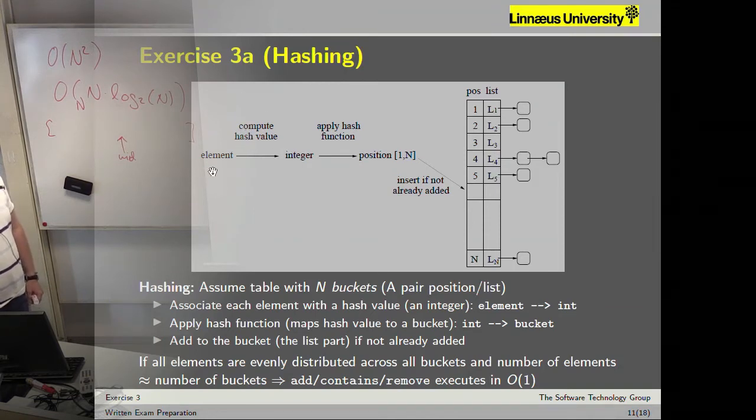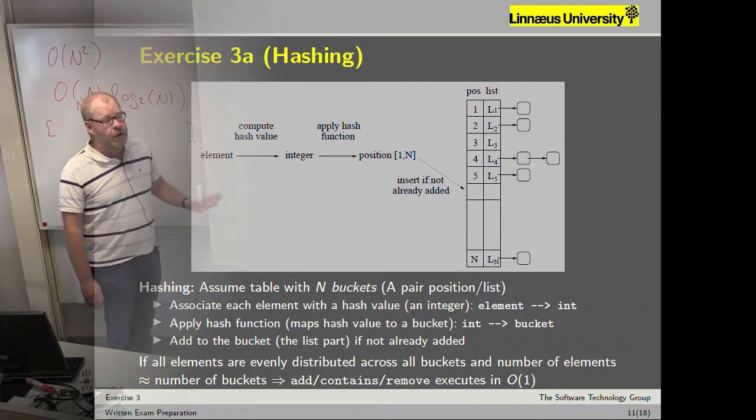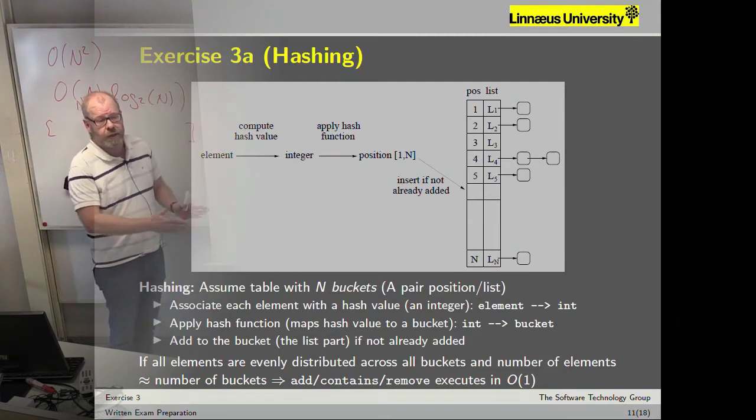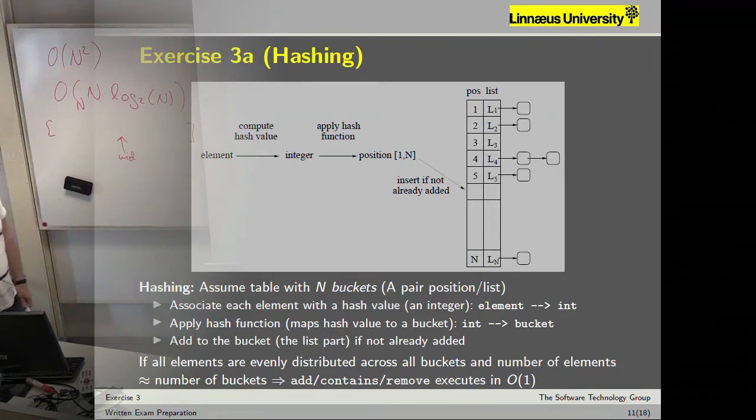For example, in my example, I said that we can compute the sum of all ASCII codes in a string. It is one way of associating each string with a specific integer value. This integer value can be of any type, any size. Then we apply the hash function, taking this integer and deciding which bucket to use. And then we find a bucket, and then we insert it into the linked list here if it's not already there. That's the basic idea.